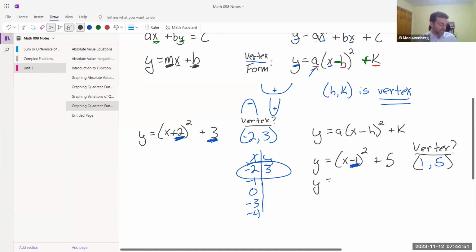How about y equals the quantity x plus 4 squared minus 2? And one more, y equals the quantity x minus 3 squared minus 1. Take a second and identify your vertices there.